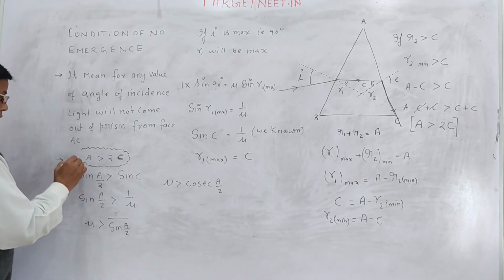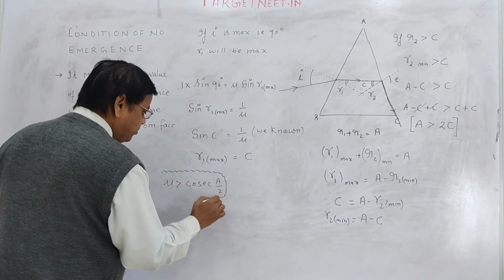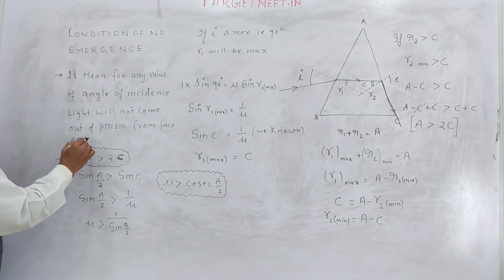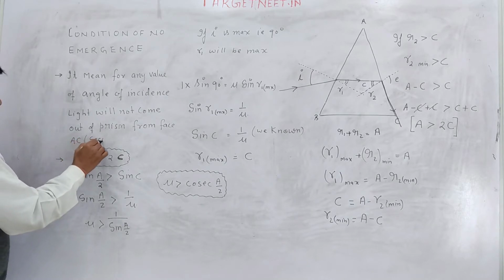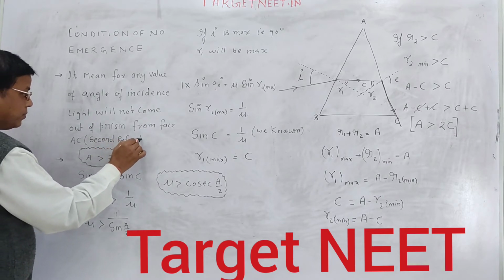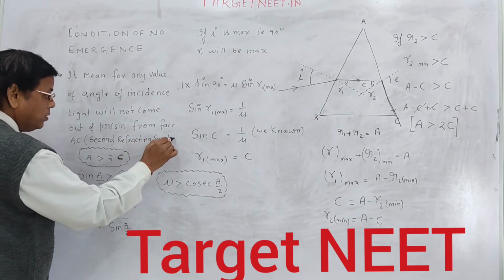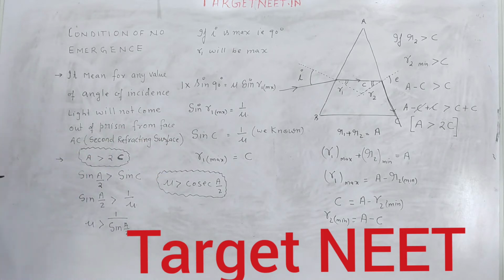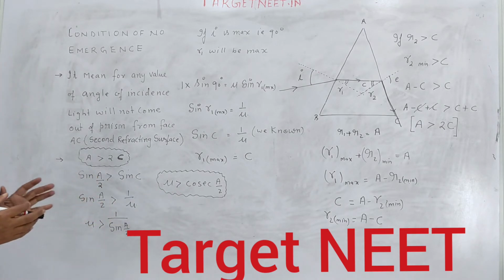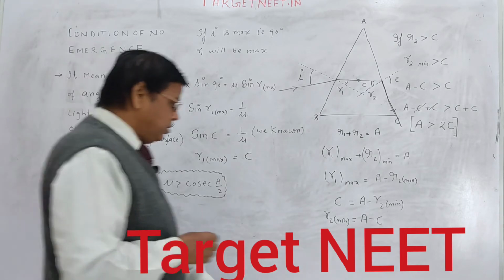If this condition is satisfied, then for any angle of incidence, light will not come out of prism from second refracting surface. From face AC means from second refracting surface. So these two conditions must be satisfied. Condition number 1, condition number 2. So condition for no emergence. So remember, this theoretical question may be asked on this.